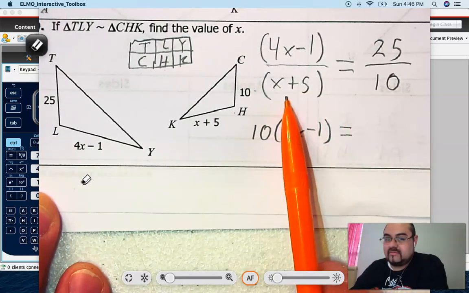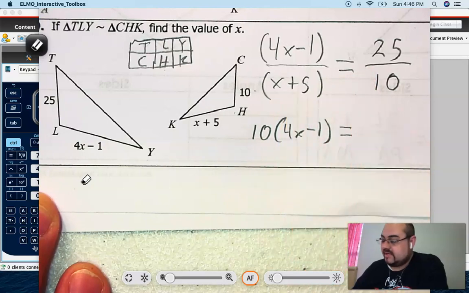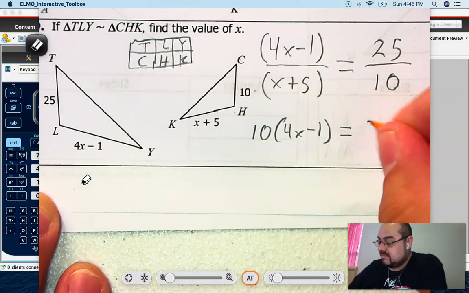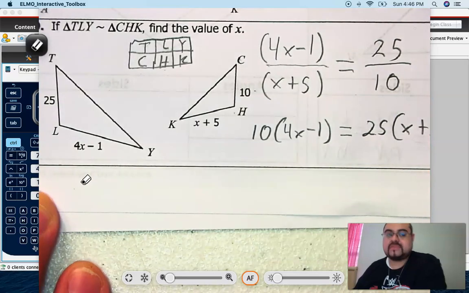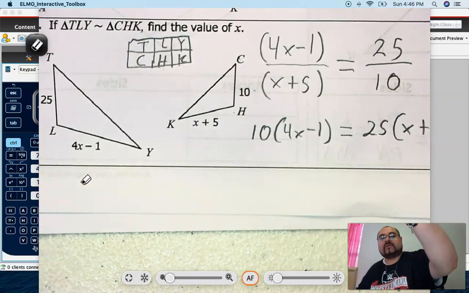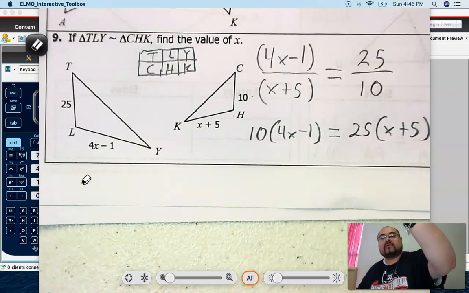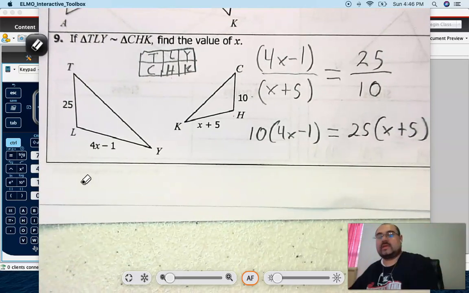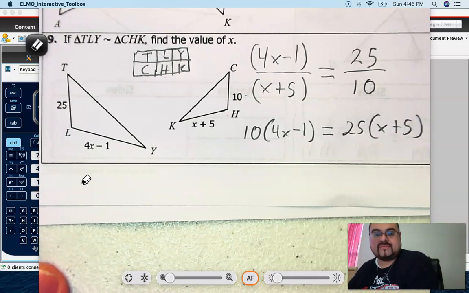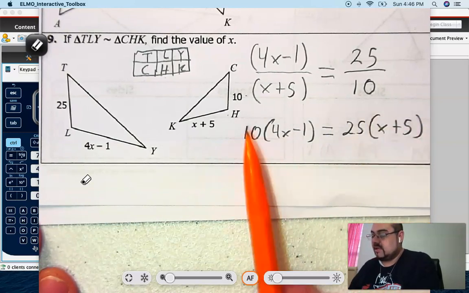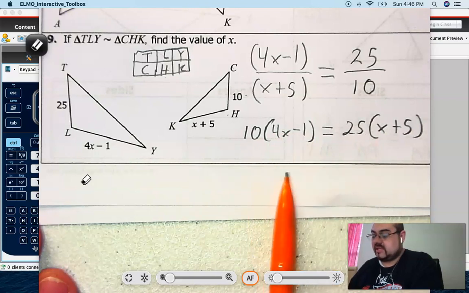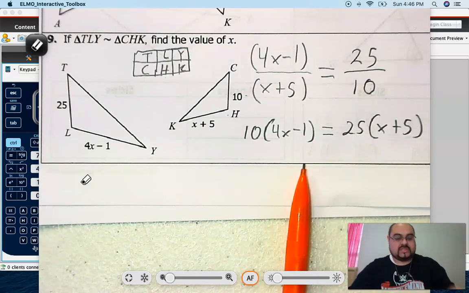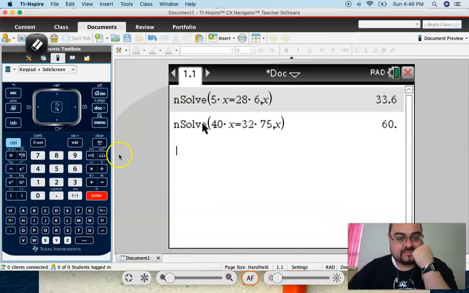Okay, same thing here. We take the cross product, x plus 5 times 25. Just because I want it to look nice and neat, I'm going to put the 25 on the outside of the parentheses, and then the x plus 5, I'll keep that inside the parentheses. There we go. Okay, so now I have something that I can put into NSolve. Again, if you are solving by hand, you're more than welcome to. But if you want to use NSolve, I'm going to go ahead and do that just because it's a little bit faster. So let's go ahead and plug that into the calculator.